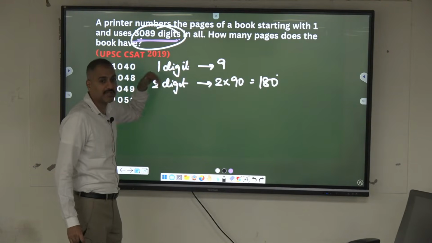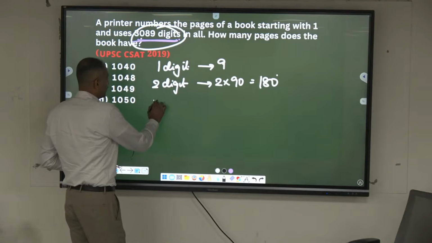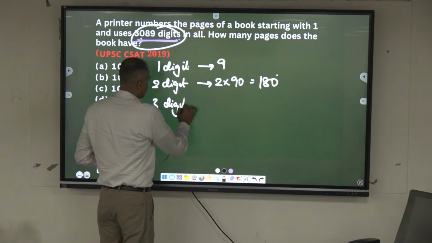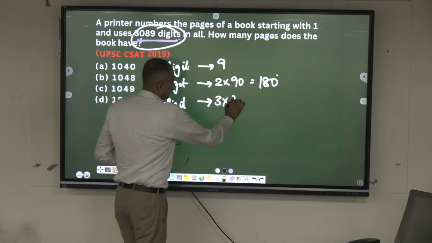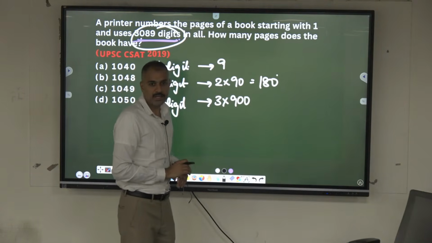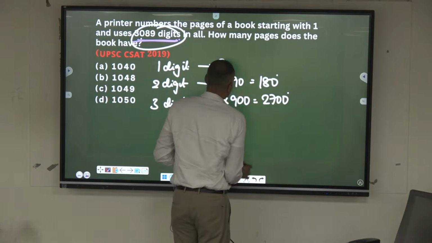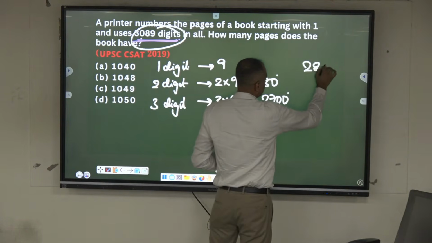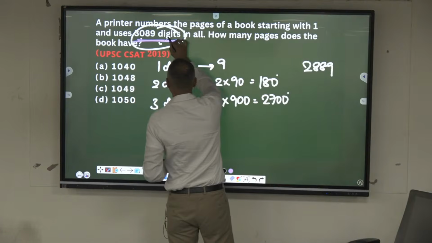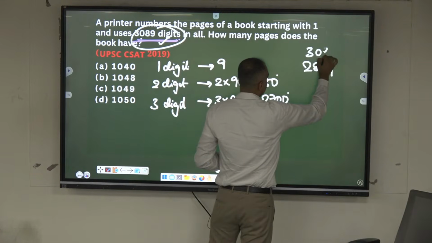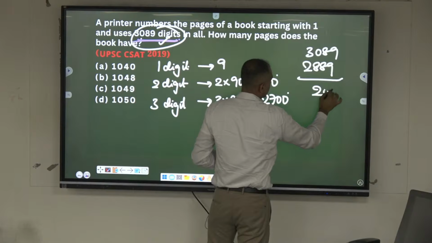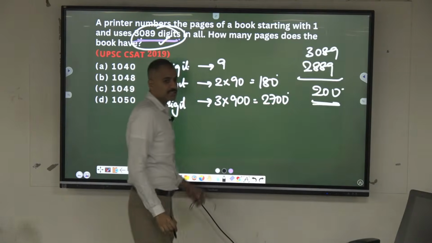So it must be having 3 digits also. If I take 3 digits, how many 3 digit numbers are there? 900 pages will be there, all 3 digits. How many digits printed? 2700. So this becomes 2889. But the actual printed number of digits is 3089. So 200 more digits have to be printed.